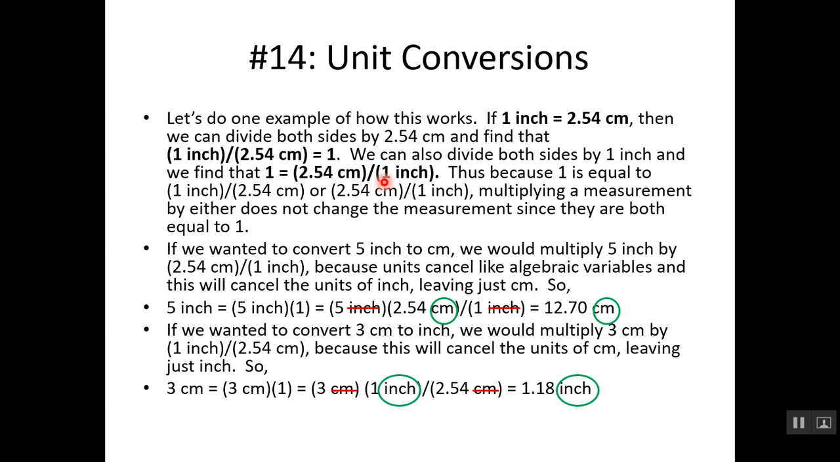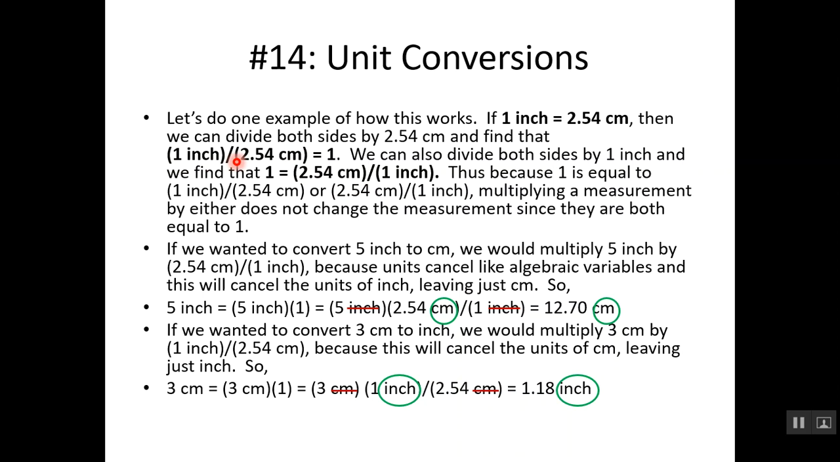So the number 1, and whenever you see a number 1, if you wanted to, you could write 2.54 centimeters divided by an inch. That's the same thing as the number 1. If I take the inverse of both sides, if I flip both of them around, well, the inverse of 1 is 1. And then I get this for the inverse of this. So 1 inch divided by 2.54 centimeters is also the number 1.